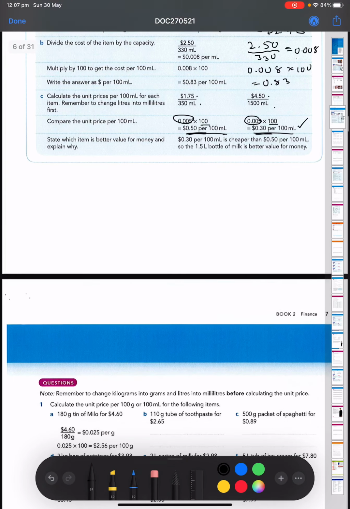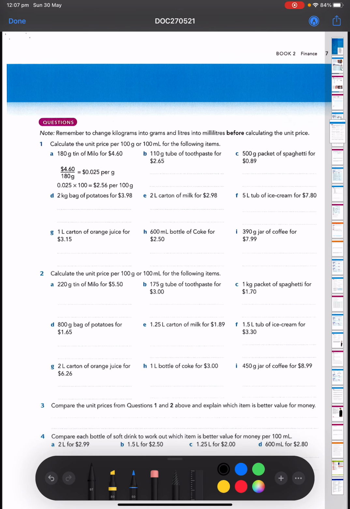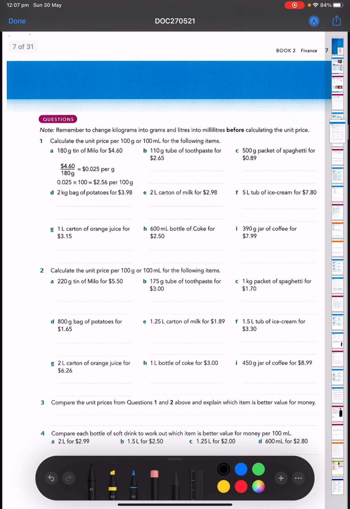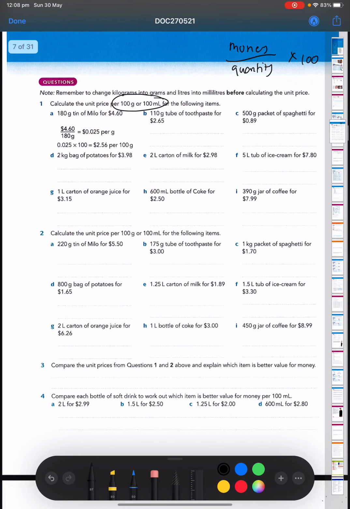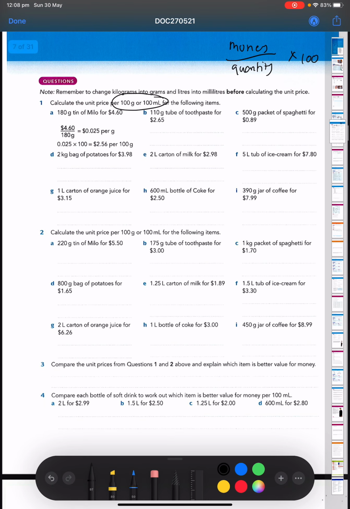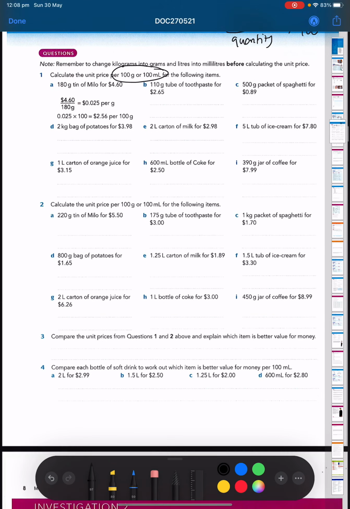What you are going to be doing is comparing and calculating the unit price for different things. Again, just take the amount of money, divide it by the quantity, and then multiply whatever that is by 100 grams or 100 mil, whatever you're trying to find. Have a go at those questions, and you might be asked later on to compare different things to find out what is better value for money.